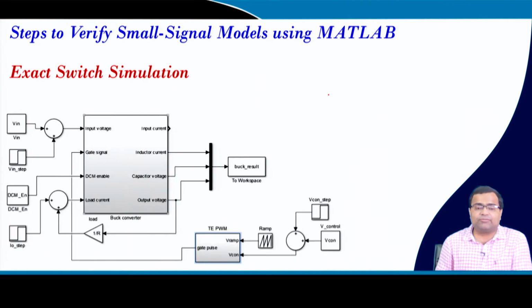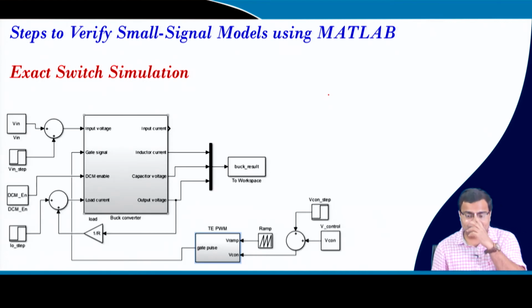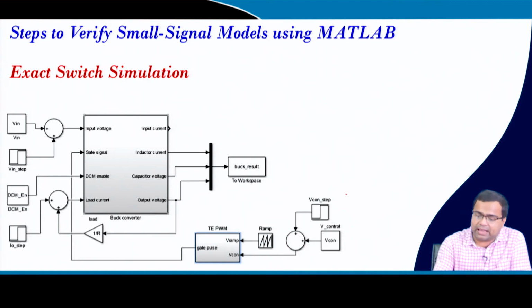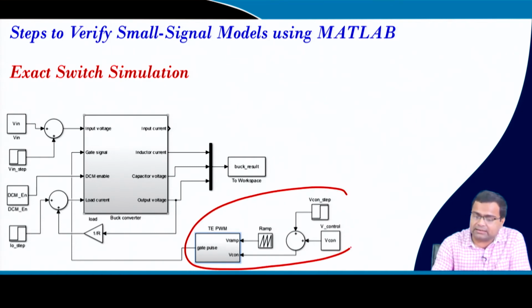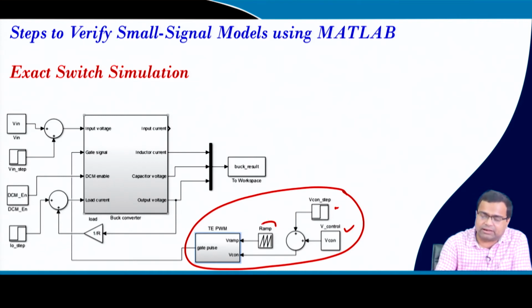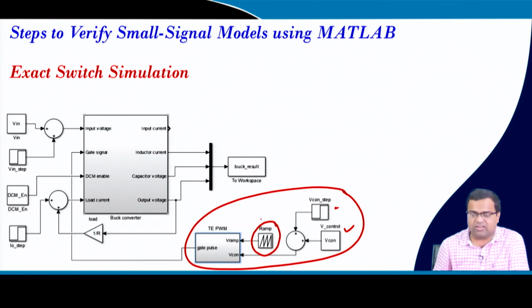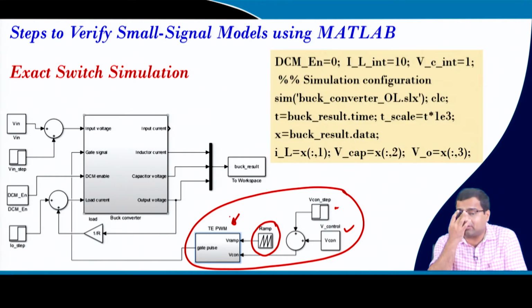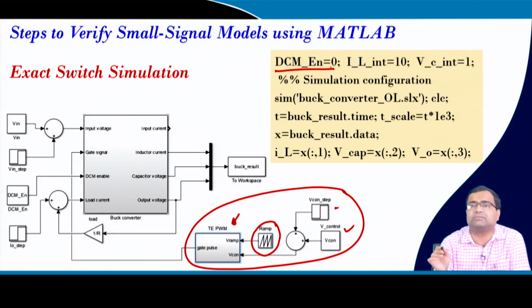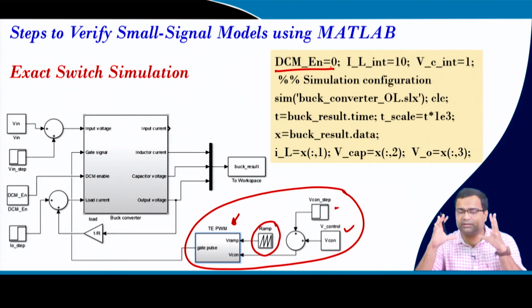Similarly, now we want to verify with exact switch simulation. So this is our block. Here we are using a modulator. This is our control voltage which you can perturb, and this is our ramp signal, and if you have already seen the inside picture. Now here we are setting the DCM enable 0, that means we are setting synchronous DC-DC converter, because we have derived the model for synchronous DC-DC converter.